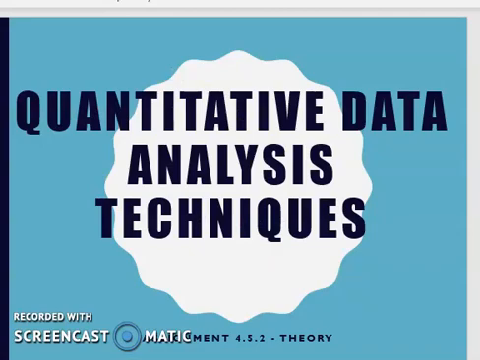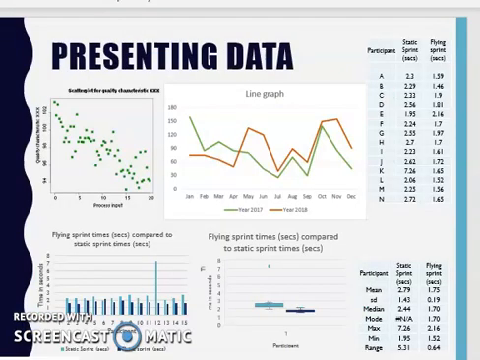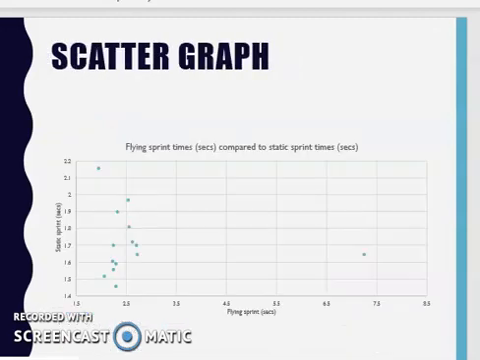Presenting data. There are lots of different ways of presenting data, and those will be followed through on the following slides. Scatter graphs are a good way of displaying data, as two sets of data can show a correlation or connection. The graph shows a positive correlation between the scores of flying sprint compared to static sprint scores. When the flying sprint scores are higher, the static sprint scores go up.